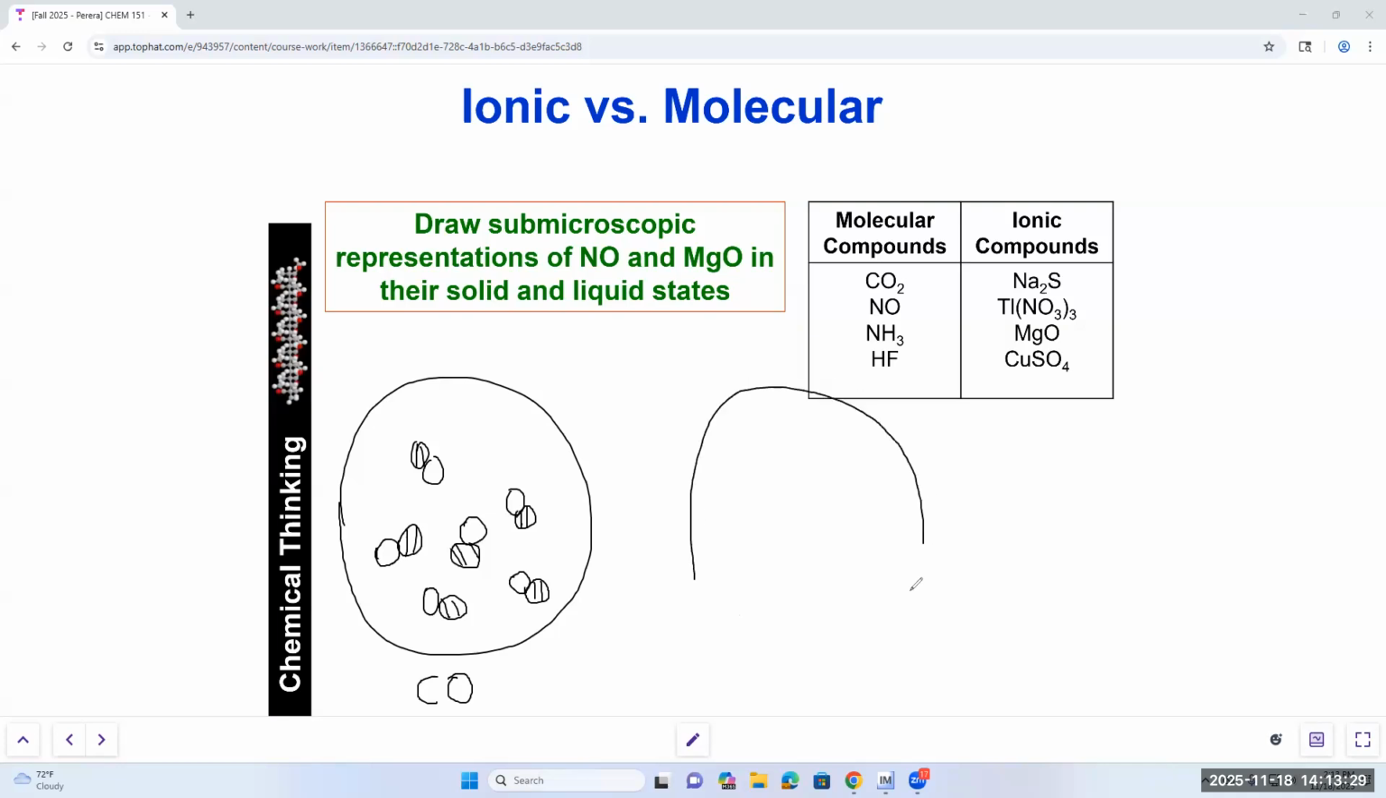Okay, your turn. Draw me a submicroscopic or particle representation of an ionic compound. Let's take magnesium oxide. Magnesium is the metal. Oxygen is the non-metal. Can you draw me the submicroscopic representation of magnesium oxide for me? Go ahead.